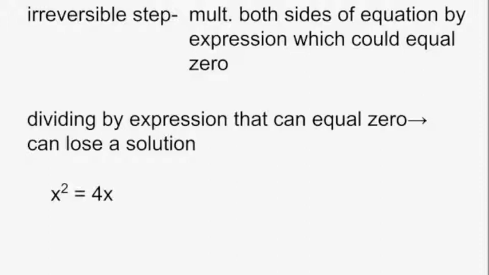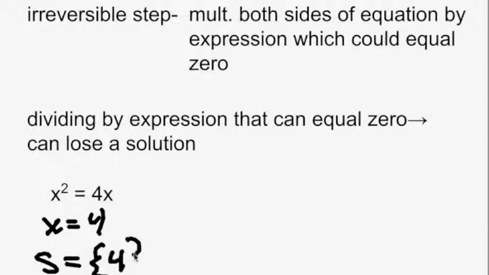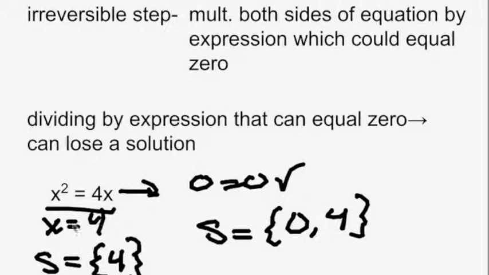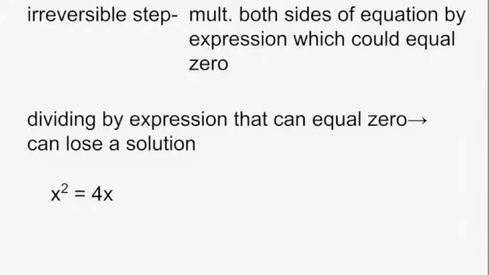So if you have the equation x squared equals 4x, and you divide each side of the equation by x, then you get x equals 4. And that gives you the solution set of {4}. However, if you look at the original equation again, if you plug in 0 for x, you get 0 equals 0, which means it's true. So your real solution set is {0, 4}. What happened is you divided by an expression which could equal 0, and so you lost a solution.